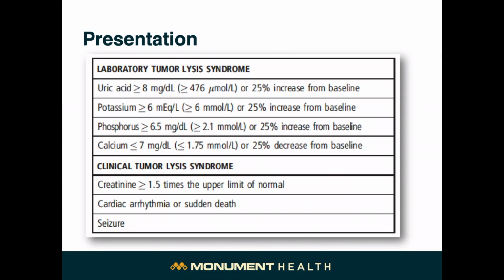There's also a laboratory definition for tumor lysis syndrome, and this is using a system known as the Cairo-Bishop classification, and this is defined as 2 or more laboratory changes that must be observed within 3 days before or 7 days after cytotoxic chemotherapy. And those laboratory definitions are seen on this chart here. And then as well as the other definitions that we previously mentioned with the creatinine cutoff, the cardiac arrhythmias, and seizures.